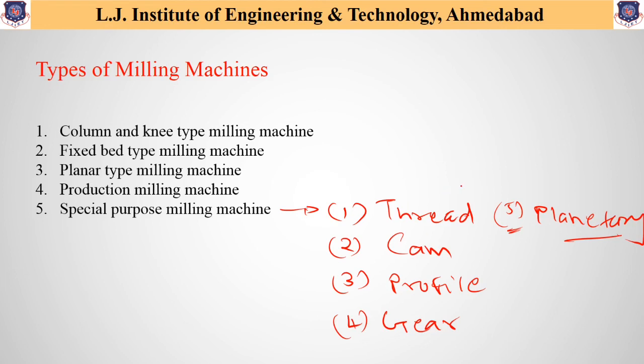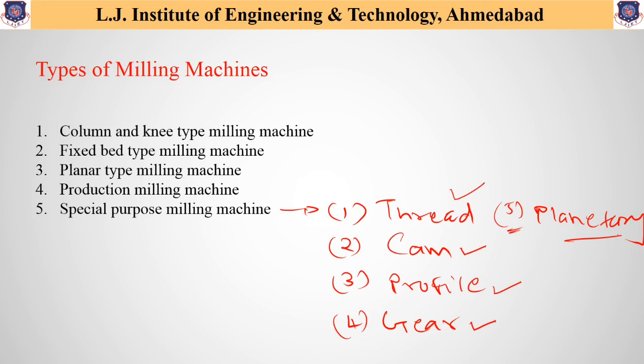So these are some examples of special purpose milling machines, and from the name we can say that if a particular milling machine is useful for thread cutting, then it is called the thread milling machine. If it is used to generate a cam component, then it is called the cam milling machine. If it is useful to generate a specific profile on the component, then it is called the profile milling machine. If a milling machine is useful to manufacture gears, then it is called the gear milling machine. So these are different examples of special purpose milling machines, and like this many special purpose milling machines are available. So these are the basic types of milling machines which are used in practical life.